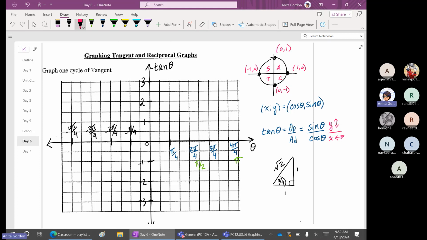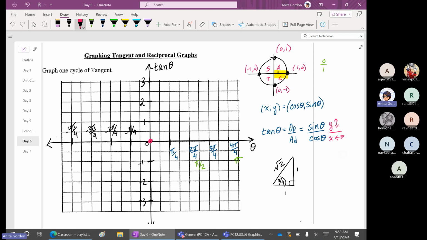Now, let's take a look at the slope all the way around the circle. If we are at 0 degrees, we are on the x-axis, at the coordinates 1, 0. What is the slope at the point 1, 0? It is sine over cosine. In other words, it is 0 over 1. 0 divided by anything is going to be 0, right? So tangent at 0 degrees is 0.